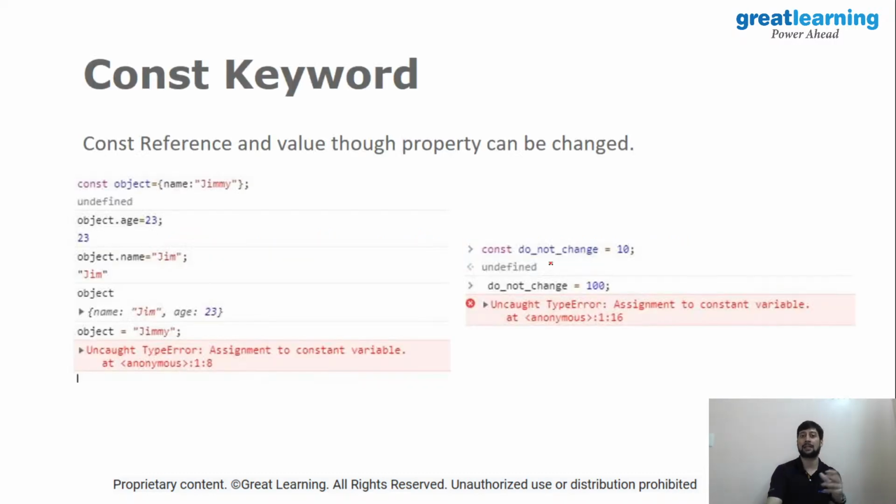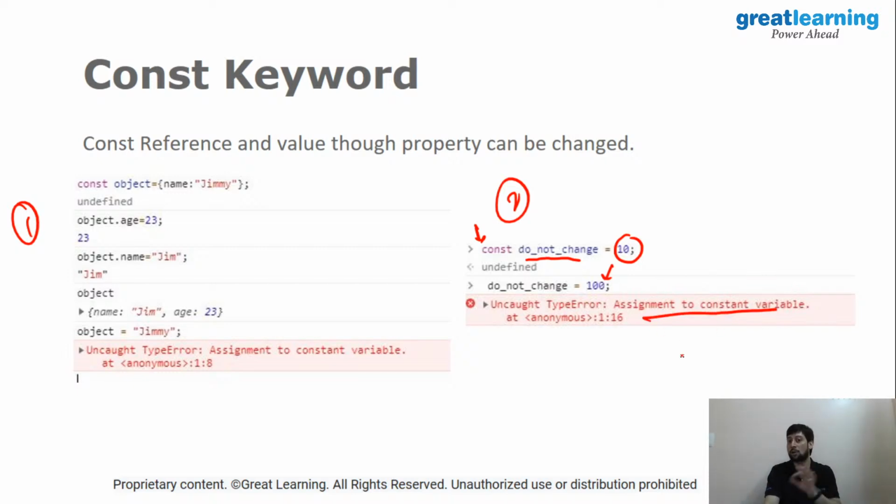So now what about this const keyword? This is something that is associated with the reference. If you're not changing the reference of your object, it will never throw you an error. If you're changing the reference, then it will throw you an error. There are two examples, one associated with an object, one associated with a variable. Here I have defined a variable named do not change, and I have initialized it with 10, and it's a constant. Now when I'm trying to change this to 100, it will throw me an error. It's saying assignment to constant variable is not possible, because I'm changing its reference. So the reference cannot change.